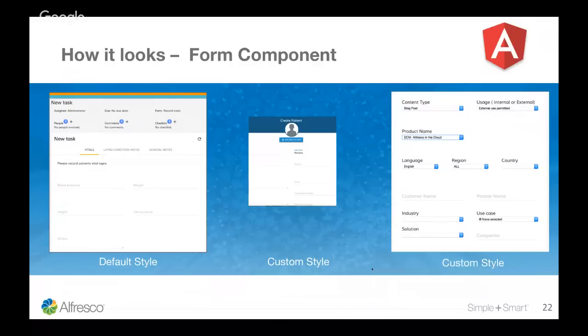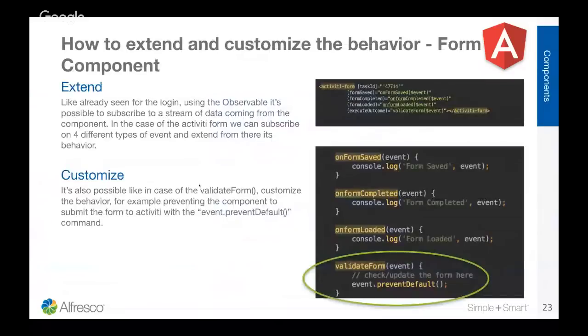We have 3 examples here. They are the same form defined inside the BPM platform, but with different CSS customizations. In this slide, we talk about the things that I was telling you before: how to take control of the flow, and how to retrieve feedback from the application.